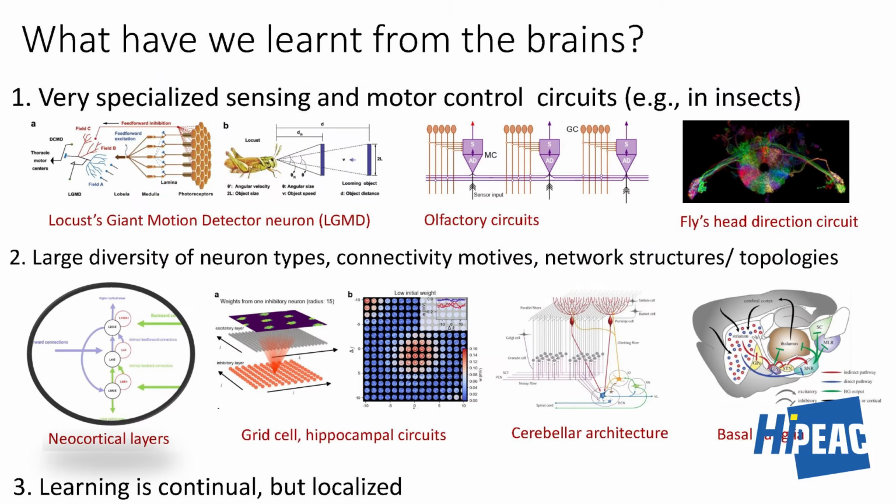Okay, so now let's go back to the brain for quite a while. What have we learned from the brain so far? One could say the brain is so complicated, just forget it, we can learn nothing from it. And I don't think so. So I have now distilled three things that we have learned from the brain.